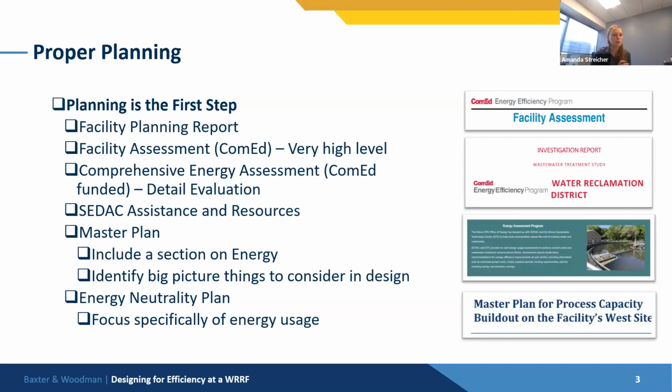So proper planning is critical to identify what equipment is going to be impactful when looking at reducing energy consumption. Creating a facility plan report, especially if you're going for an IEPA loan, you have to have one of those, identifying some of the critical equipment that you plan on replacing. Doing a facility assessment, we often work with ComEd. I know Ameren has similar programs, but a very high level can be done for a ComEd or Ameren incentive program to identify some of your major energy users and how that would be impacted in the plan you have for your modifications at your treatment facility.